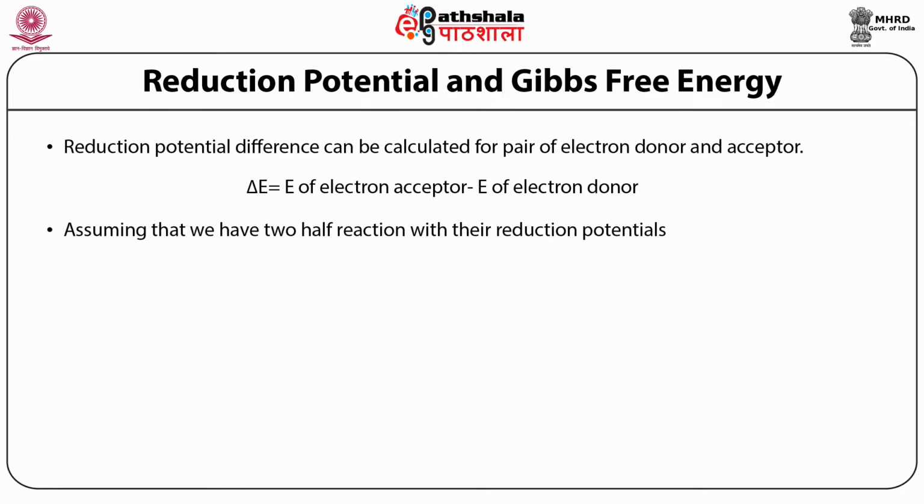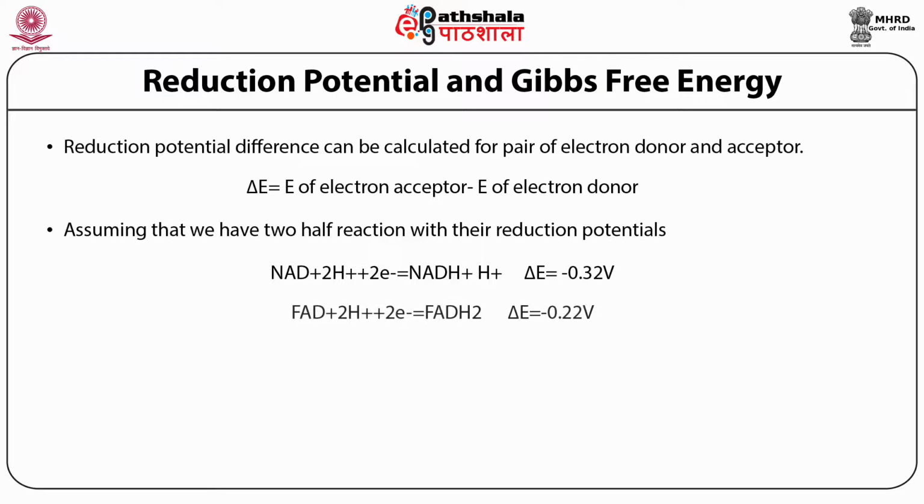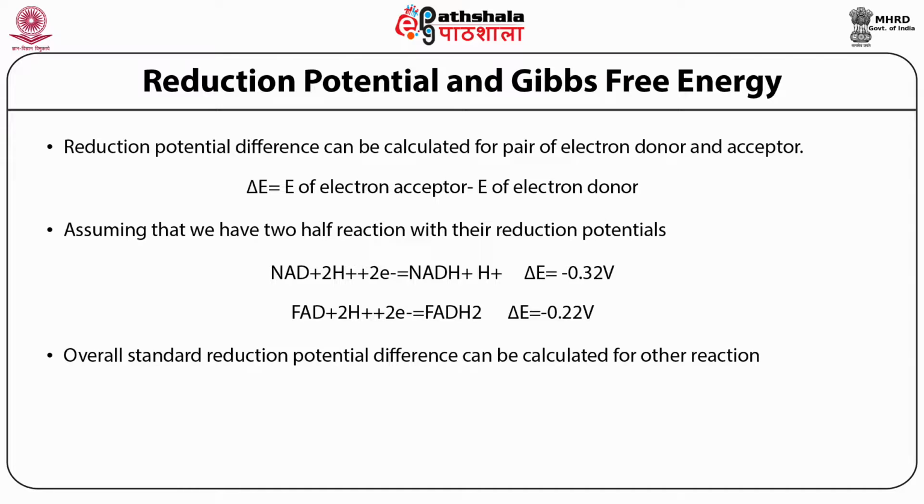So, we are assuming that we have two half reactions. In one reaction, NAD is reduced into NADH with a reduction potential of minus 0.32 volts. FAD is reduced into FADH2 with a reduction potential of minus 0.22 volts. The important point to remember here is that both reduction potentials are given for the reaction where reduction is taking place. But in the question, they are asking about an equation where NADH gets oxidized and FAD gets reduced.